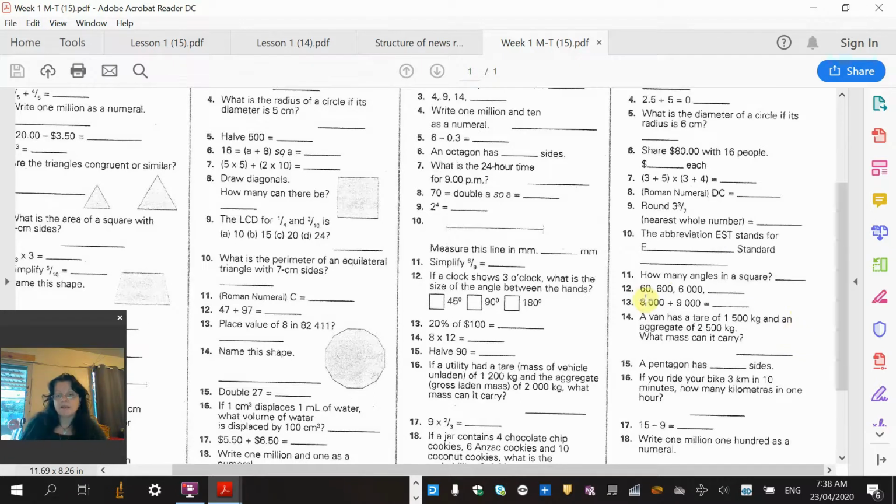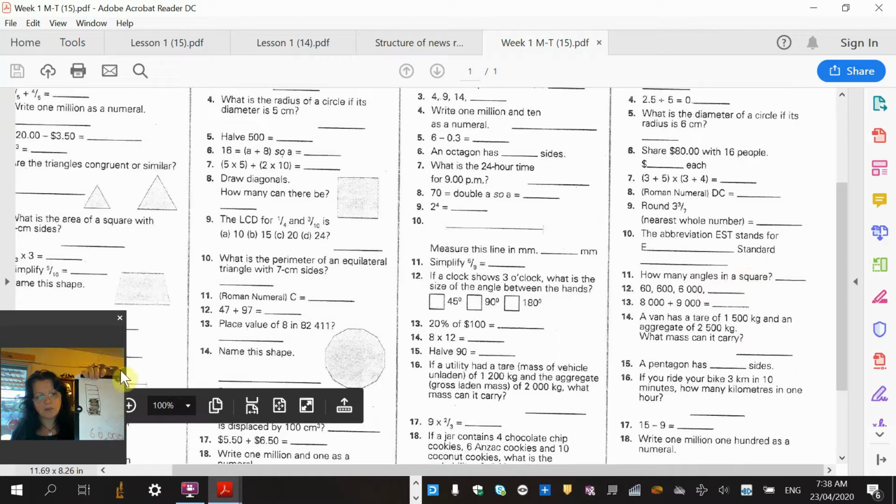So what's the pattern here? 60, 600, 6,000. So they're adding a 0 each time to take you up to the next place value. So if we add another 0, the answer is going to be 60,000. I'll make my square bigger again.